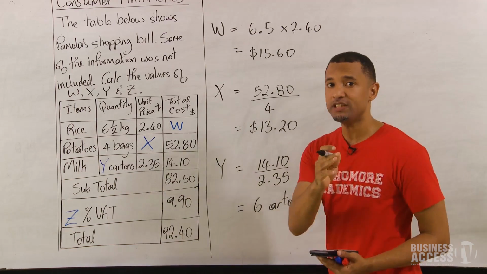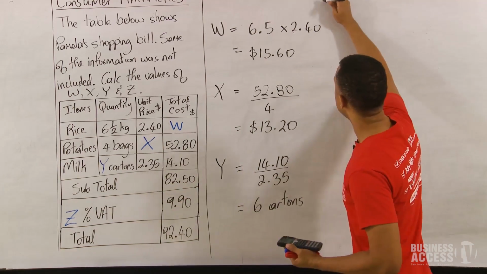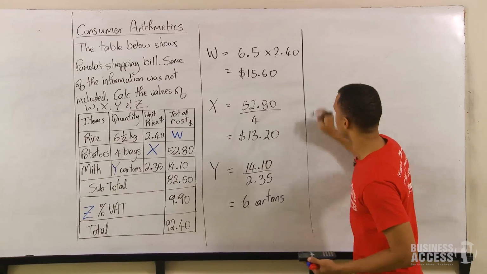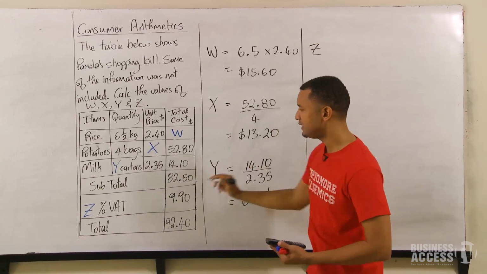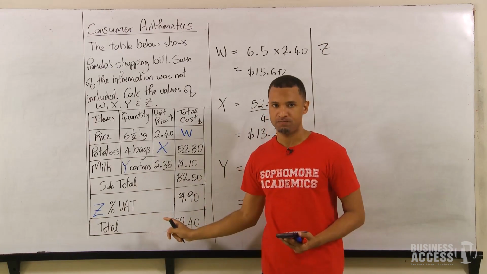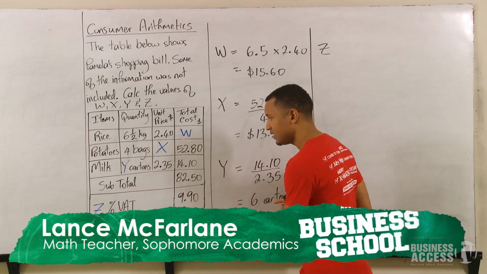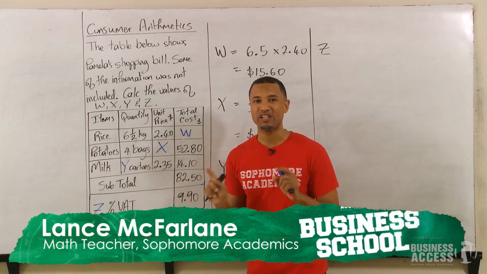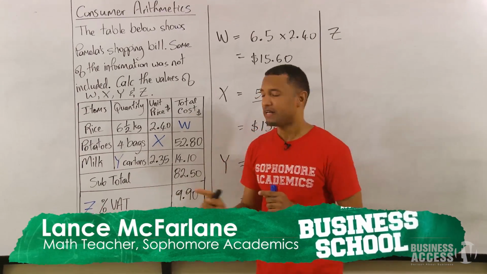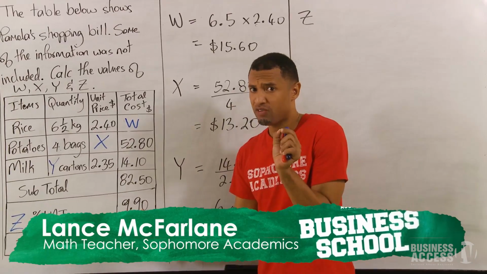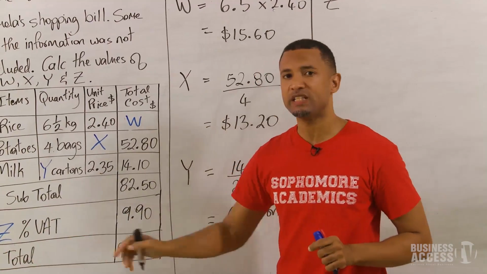What we need to do now is to find the value of Z. Z is referring to tax. We want to know the percentage tax that was paid. We know the dollar value is $9.90.